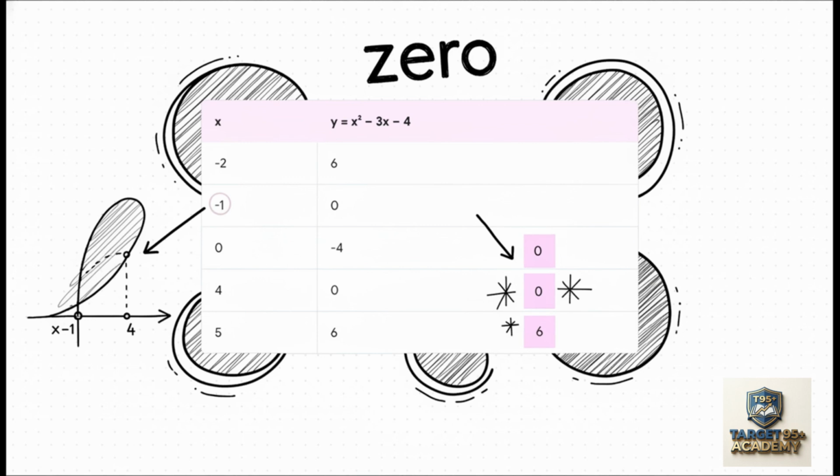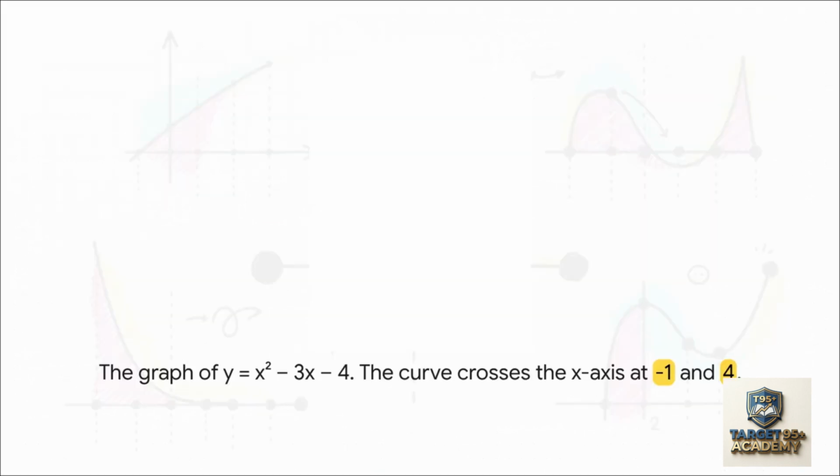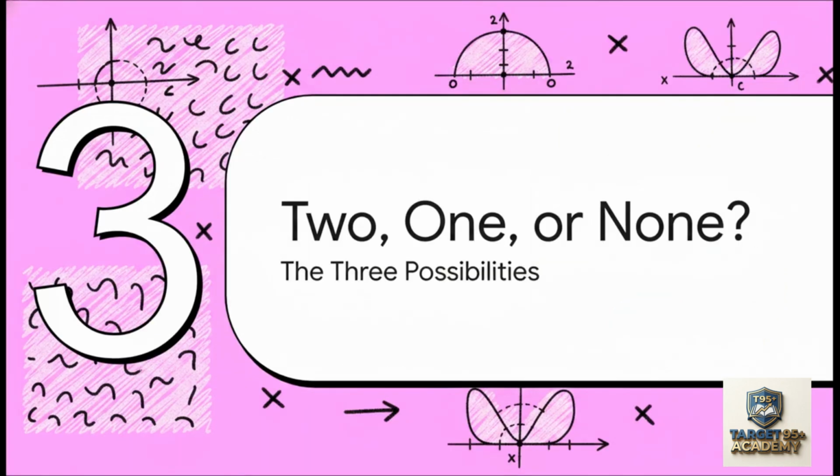These are our zeros. And check this out. When we graph that parabola, those two numbers we just found in the table, -1 and 4, are the exact spots where the curve crosses the horizontal x-axis. It's just a picture of what the numbers told us. Those are our two zeros. See how it works? So a line crossed just once. Our parabola just crossed twice.